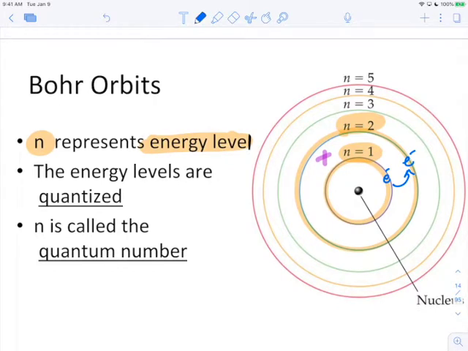All right, so we were talking about quantized. Again, the electron can be in n equals 1 or n equals 2, but it cannot hang out in between. And that's what we mean by quantized.